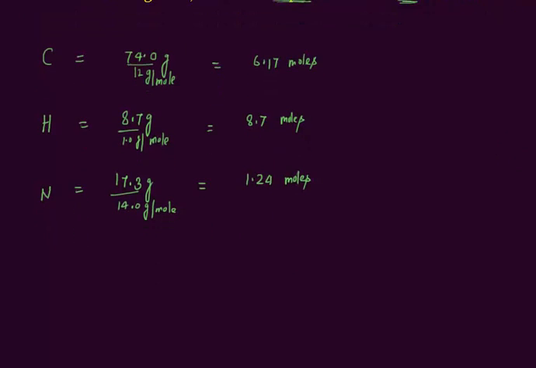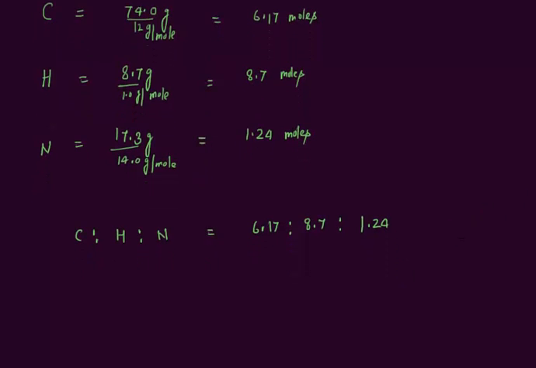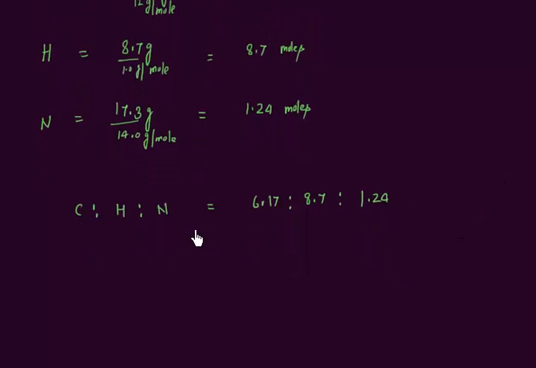Here's the mole ratio among carbon, hydrogen and nitrogen. We have 6.17 is to 8.7 is to 1.24. Now we find out the simplest mole ratio among these atoms, and to find the simplest mole ratio we divide these numbers by the smallest number. The smallest number is 1.24. Here we divide 6.17 by 1.24, 8.7 by the same number.